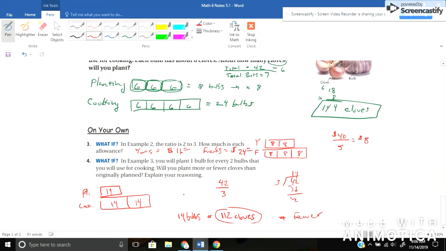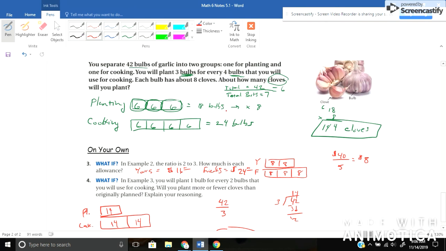If you need some more help, please feel free to ask, but the biggest thing is take your total and divide it by your total number of parts to find out how much each one of these segments is worth.